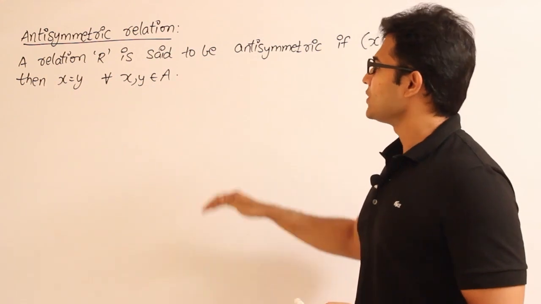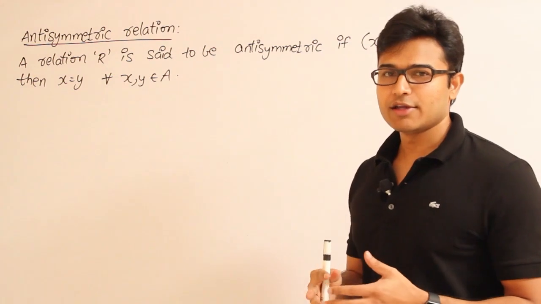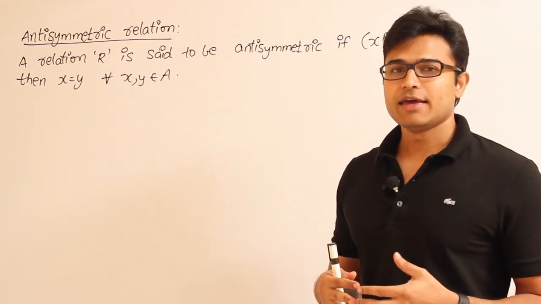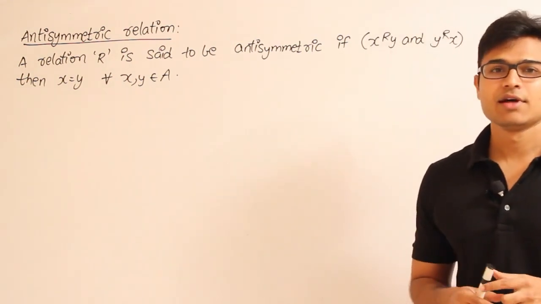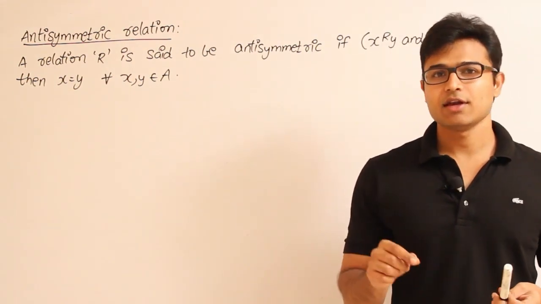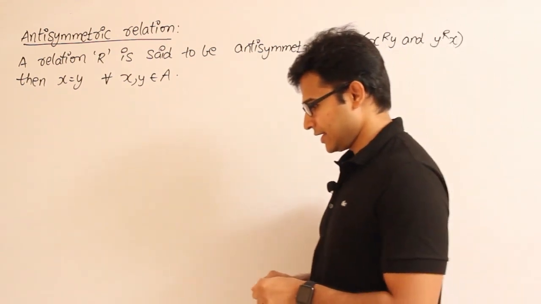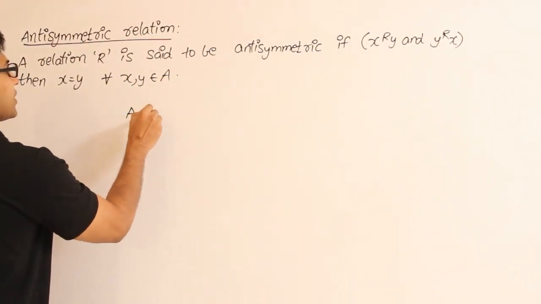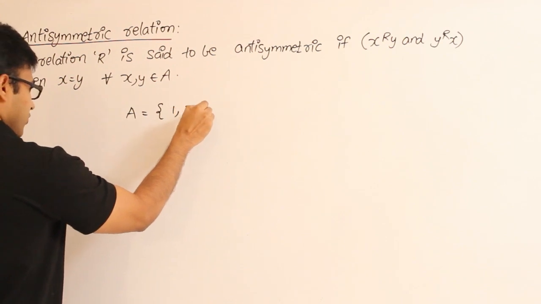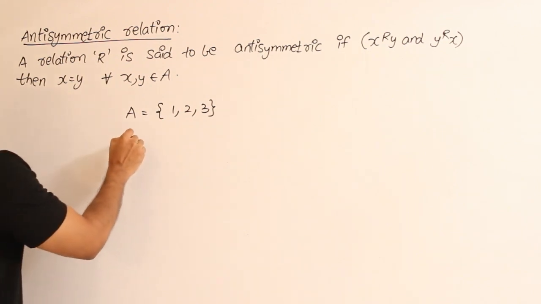So what this definition means is, if you have any two elements, you are not supposed to have elements like x comma y and y comma x. The only exception is that it is allowed if it is of type x comma x. I'll take an example and explain. Let us assume that capital A equals {1, 2, 3}, and we are talking about the relations possible on A cross A. Now let's take some examples.